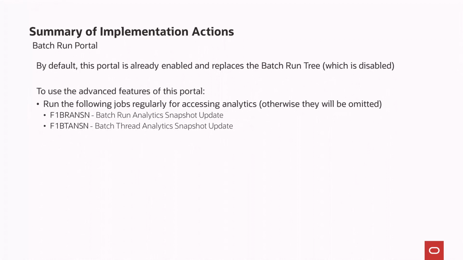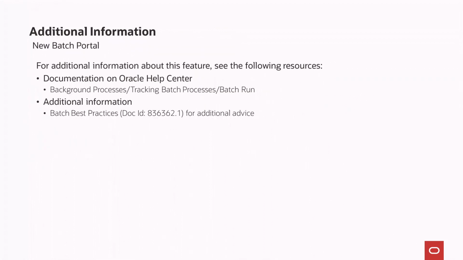By default, the new portal takes advantage of the infrastructure provided for analytics, so it reuses a snapshot for deep analysis. It's highly recommended to run the synchronization jobs listed here regularly to ensure you have access to those analytics. Failure to do so will mean these analytics are not shown. For additional information about this new batch run portal, see the background process section on Oracle Help Center, which is available from docs.oracle.com. Additionally, you can access the Batch Best Practices technical paper for additional advice on this capability.